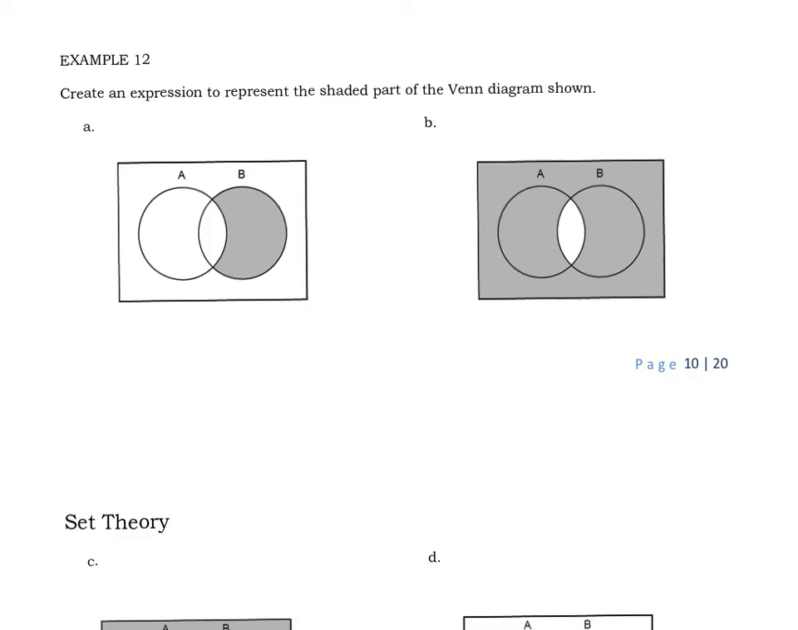All right, in this next video, we're going to be working in the opposite direction. We are going to be given a shaded region, and then we are going to come up with an expression that represents that. The only symbols we can use are union, intersection, complement, and then our difference of sets.